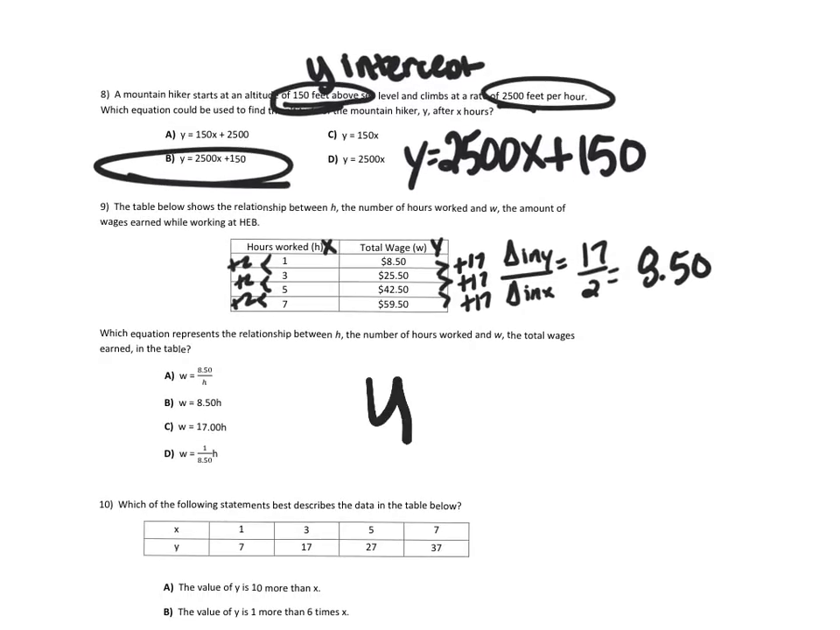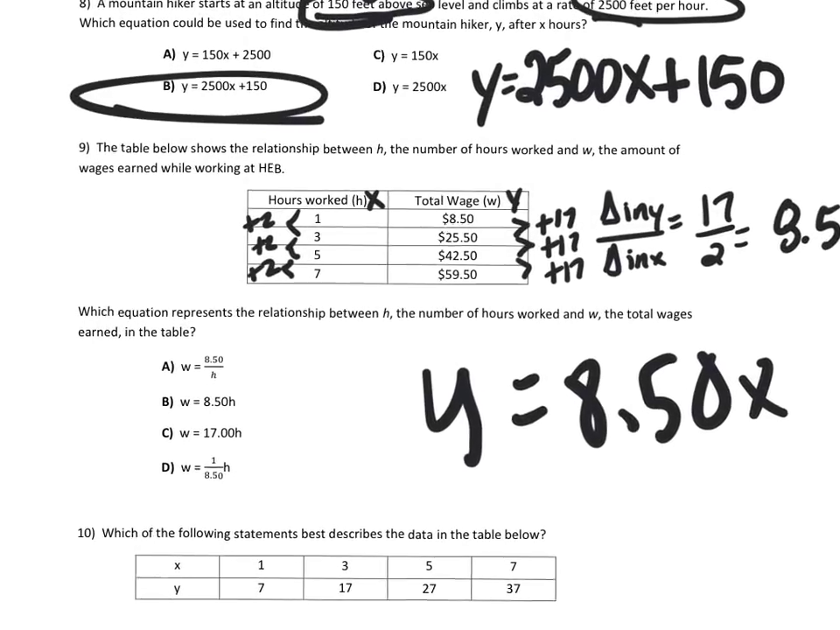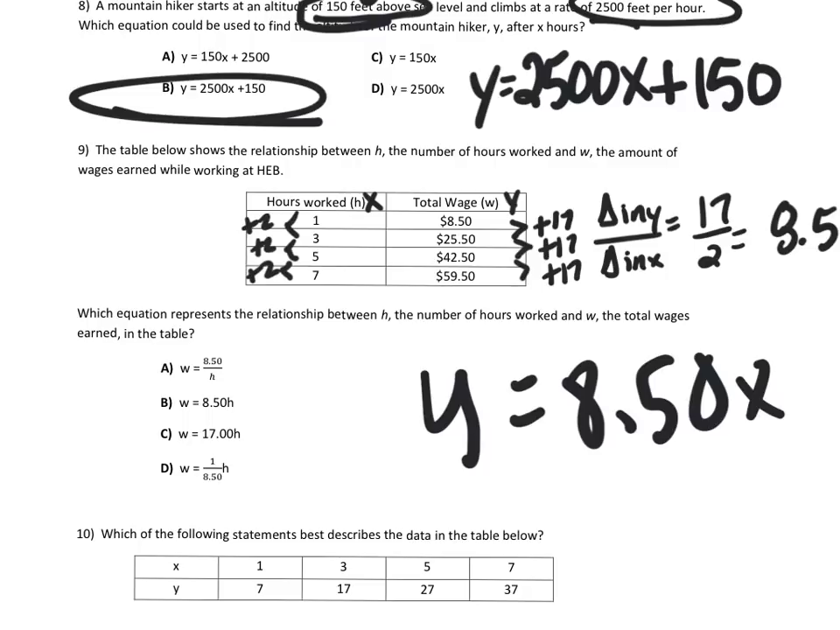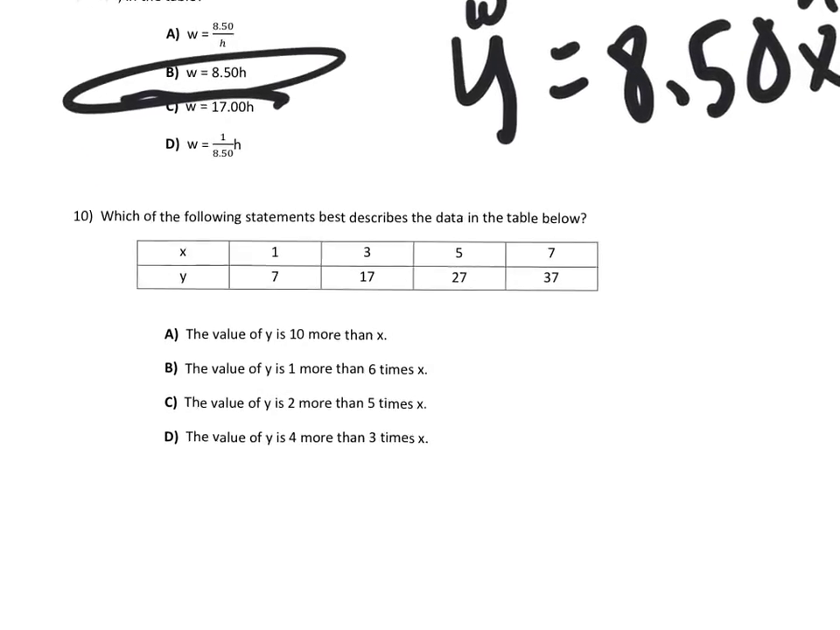So Y equals 8.50X. But they have it set up different. How do I know? I labeled W here and H here. So that works as... You good with that? Mm-hmm. Last one, number 10.